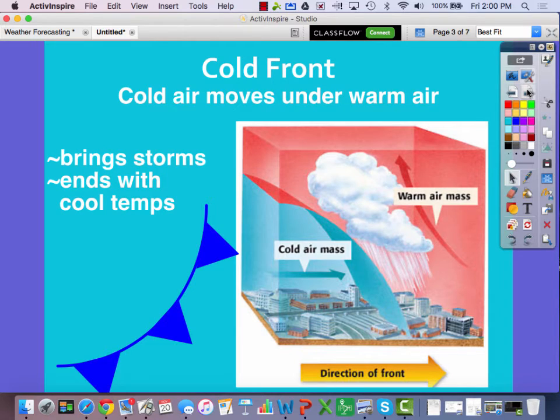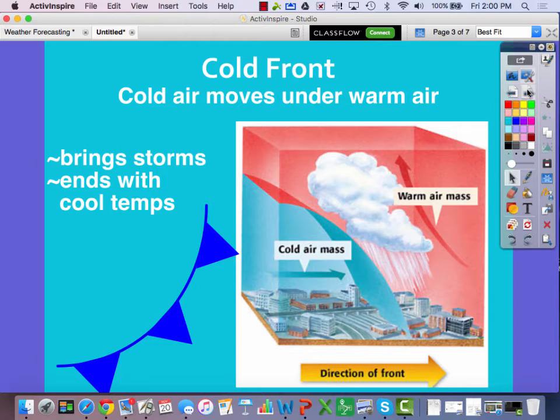Now, when those air masses like to meet, we create what's called a front. Now, a front is basically that line of where an air mass meets another air mass. Air masses are different because of their temperature and their humidity level. So, for instance, we have a cold front.